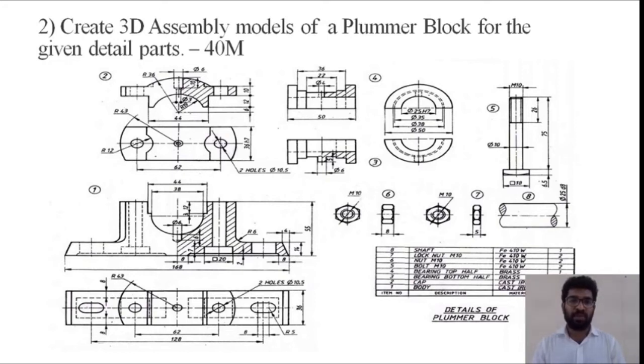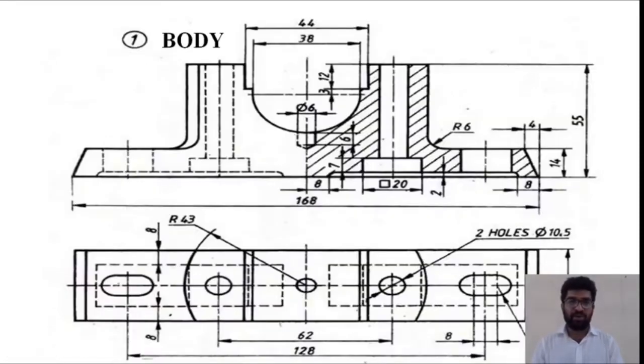Parts of plummer block. So this is the detailed parts of plummer block, in which we have 8 parts. The first part is called the body, second is cap, third is bearing bottom half, fourth is bearing top half, fifth is bolt M10, sixth is nut M10, seventh is locknut M10, eighth is shaft. So first we will create the body using Solid Edge.